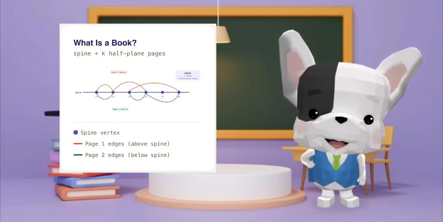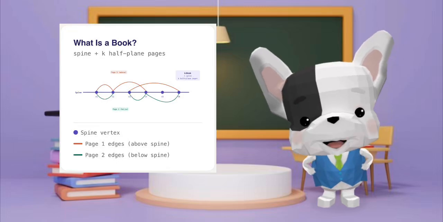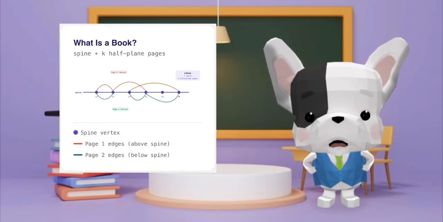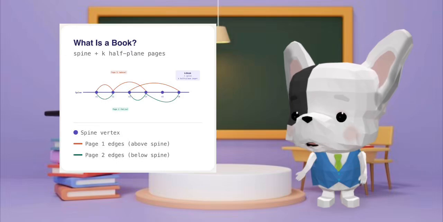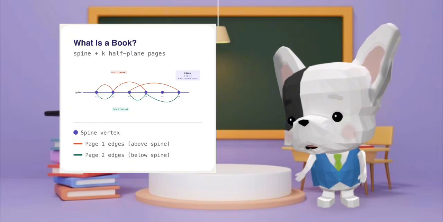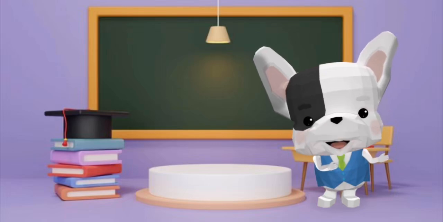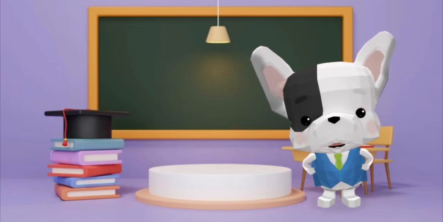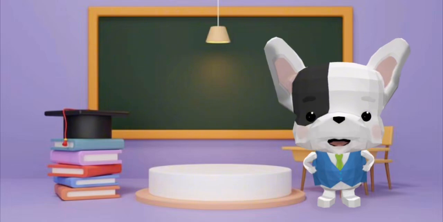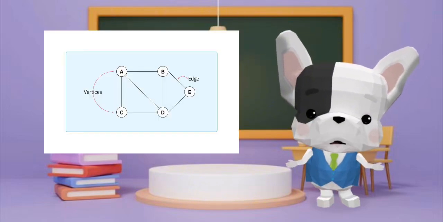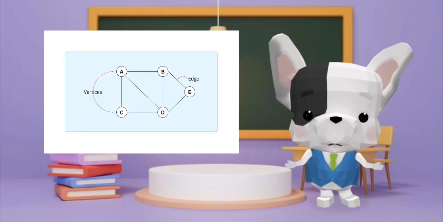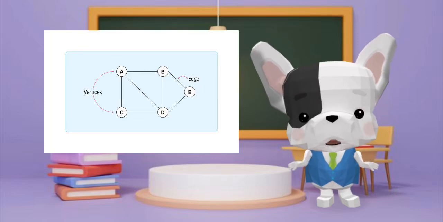First, the spine. The spine is a single straight line. Think of it as the binding of a physical book. All vertices of the graph that are placed along this straight line are called the spine vertices. Second, the pages. A book has K pages, where each page is a half plane. Imagine opening a real book. Each page extends from the spine outward into a different half plane.